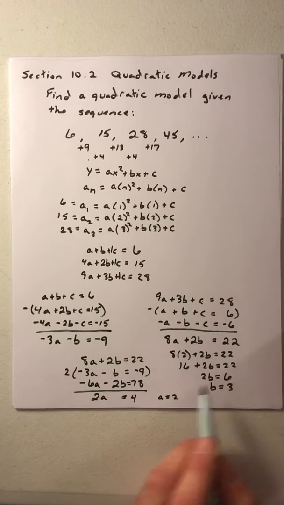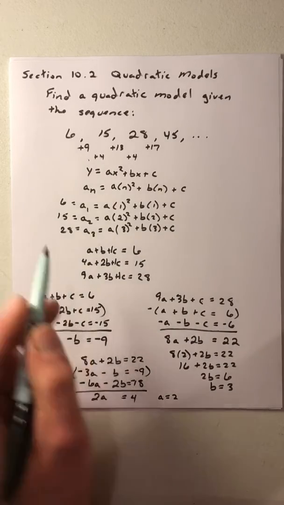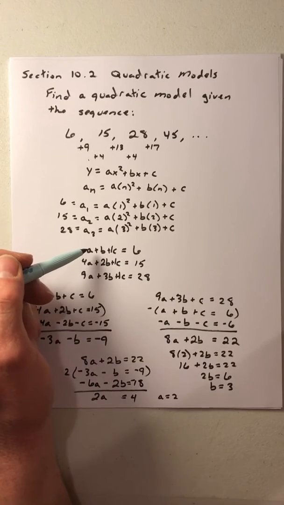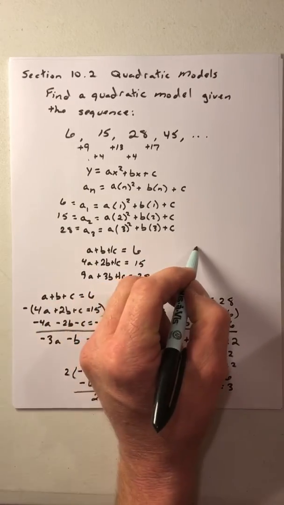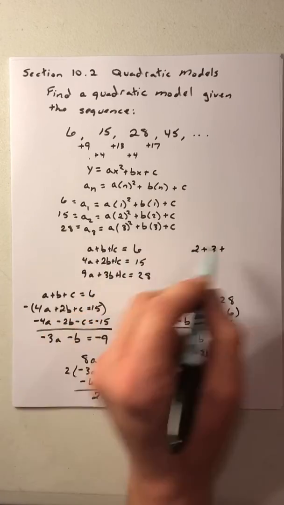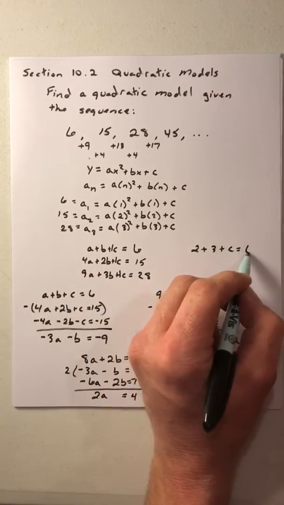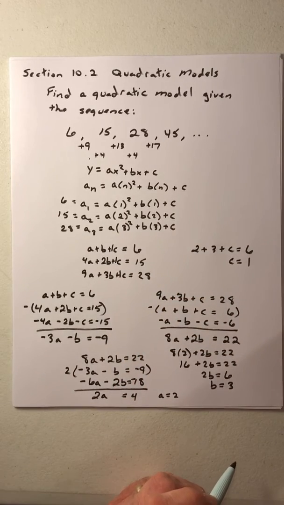So now I know that a equals 2, b equals 3. I can go ahead and find my c value. I always go into my first equation because it's going to be the easiest. I have no other coefficients to work with. So I know that 2 plus 3 plus some c value has to equal 6. Well, in this case, I know that c then must equal 1.